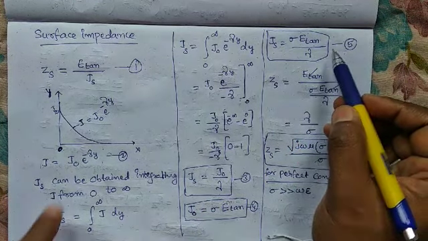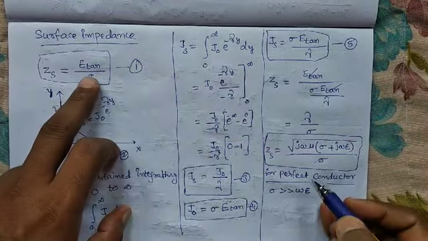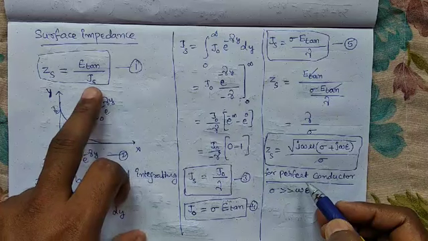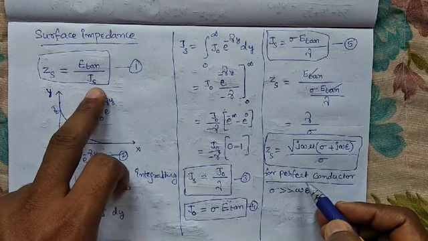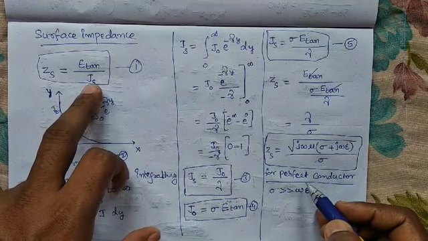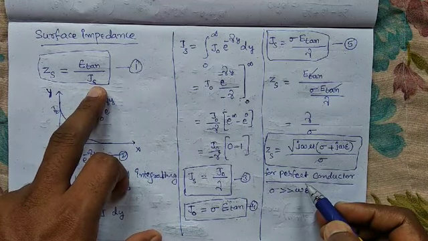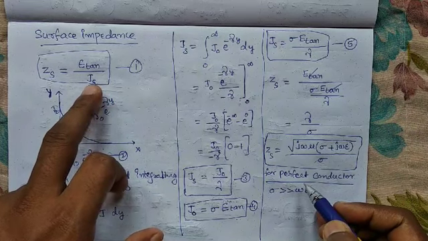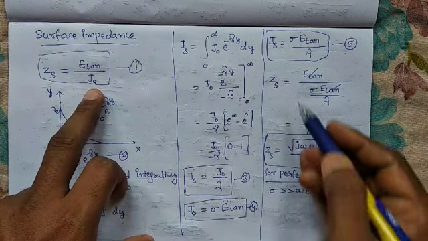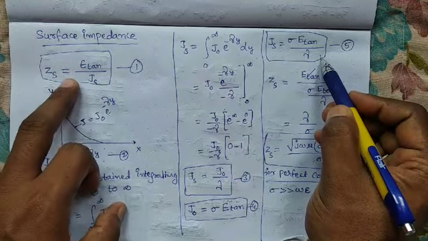Here now we are calculating surface impedance. Surface impedance is equal to the ratio of the tangential component of the electric field to the conduction surface current density, Js. Here we already calculated Js, and we are substituting Js in equation 1.